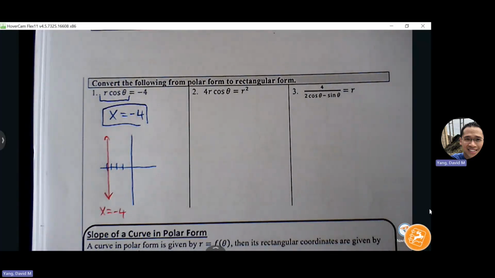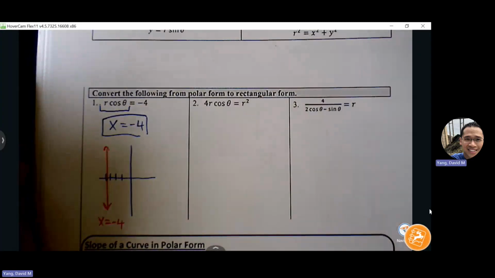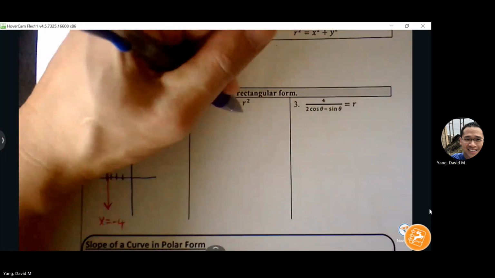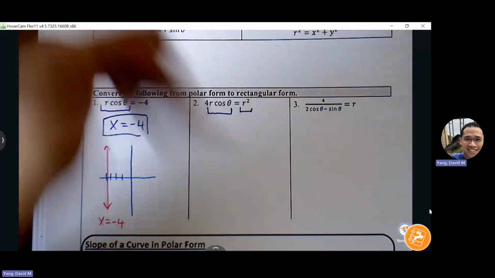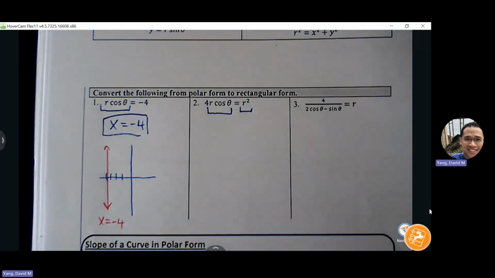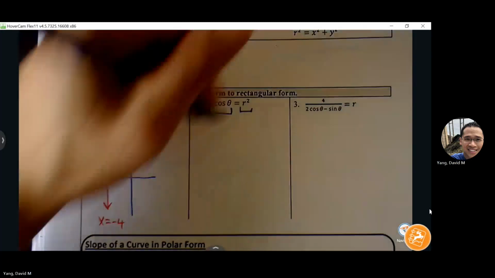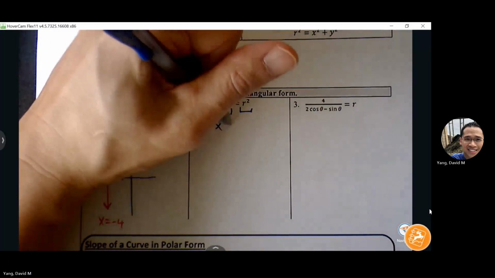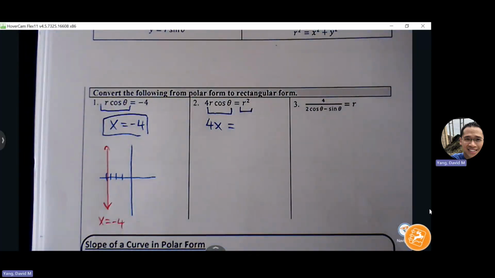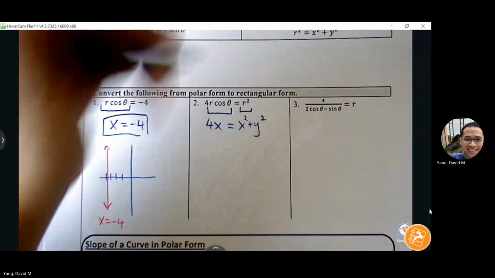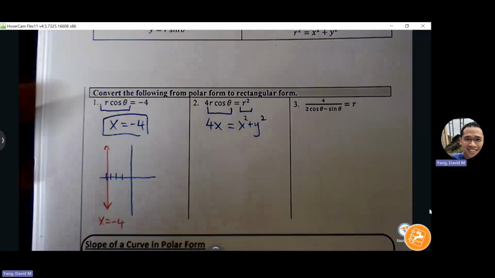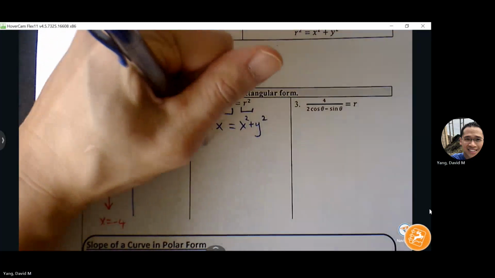All right, 4r cosine theta equals r squared. We're just trying to replace anything that we can to be in terms of x and y. So we can replace something here and replace something here. Okay. r cosine theta gets replaced with x, r squared is x squared plus y squared. Bring everything over to one side here.